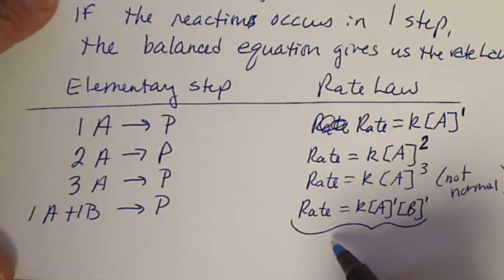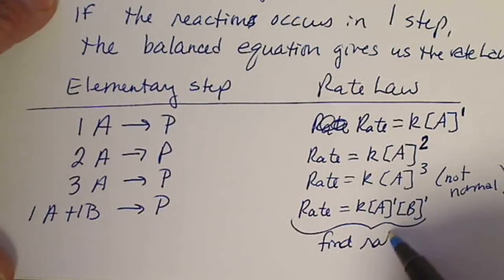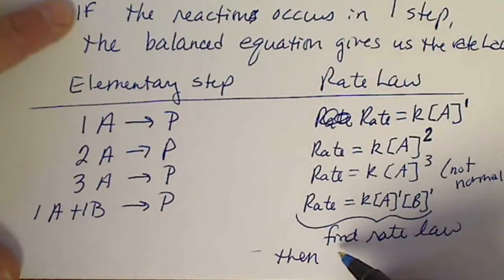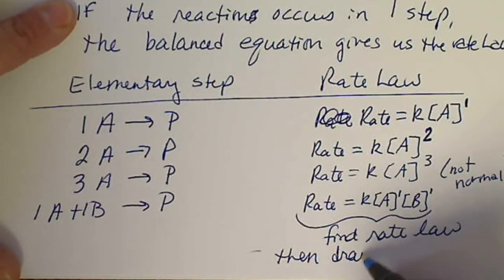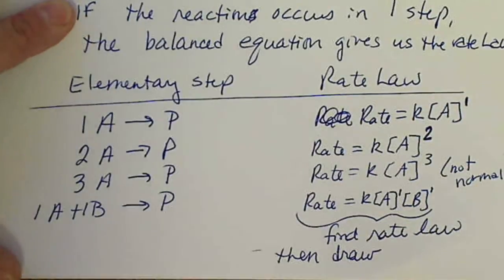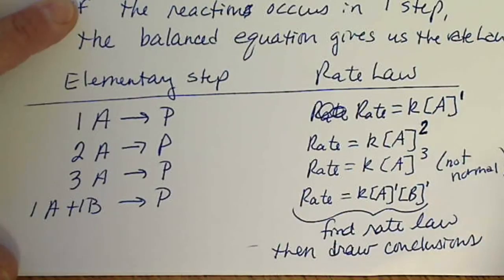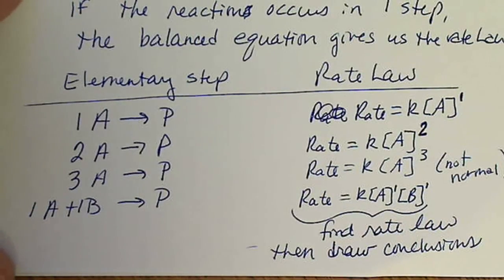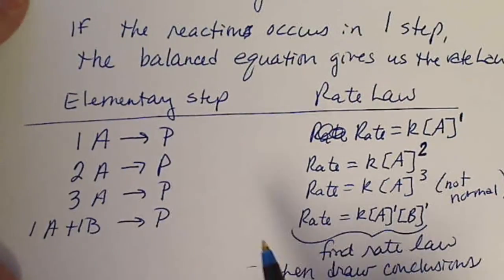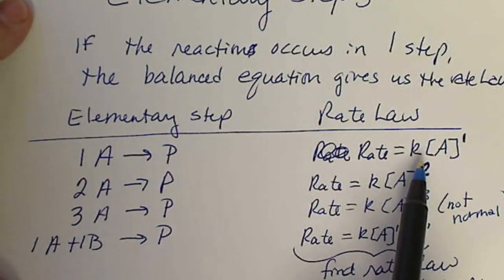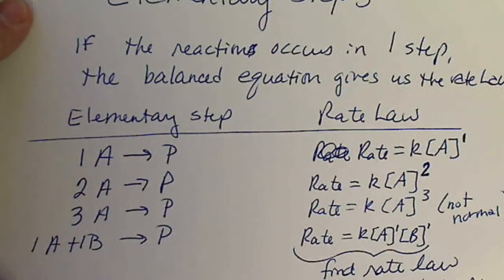Generally, we find this first. Find the rate law, and then we draw conclusions about how many steps the reaction might occur in. So we'll look at an example in just a minute. If we know that we have a 2-step reaction, and we know the balanced equation for the slow step, then we can write the rate law from just the slow step, because the slow step is what's going to determine the overall rate.